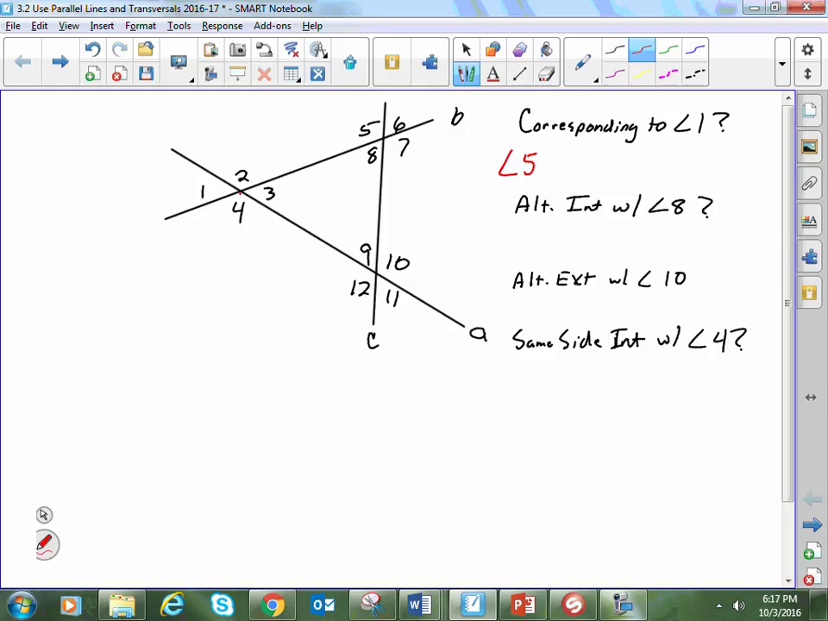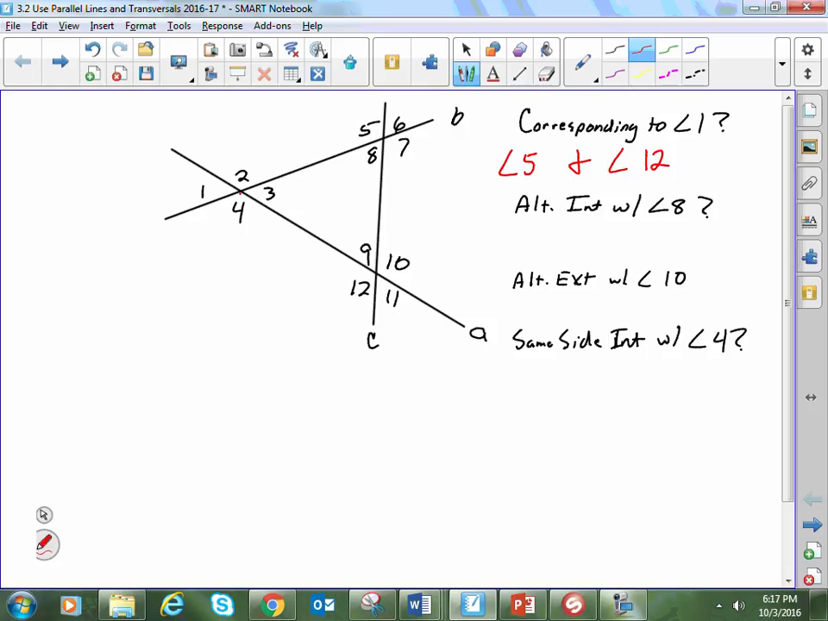I could also look at line A as a transversal line, and we could also identify angle 12 as a corresponding angle to angle 1. And again, common mistakes that I've seen students try to do is they would like to name angle 11 as a corresponding angle to angle 1.